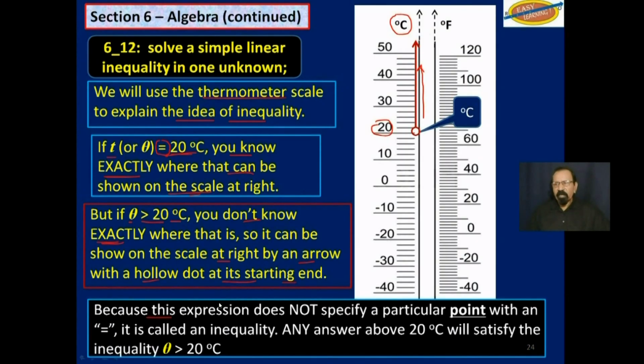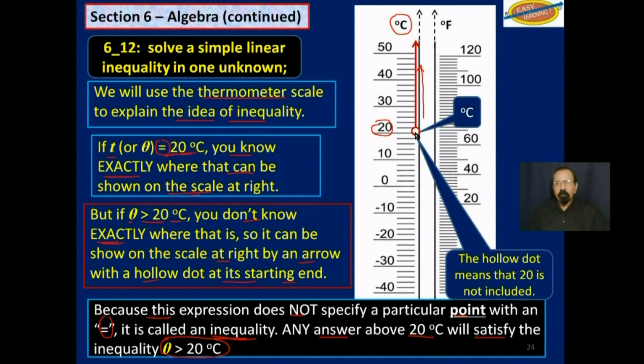Now, because this expression does not specify a particular point with an equal to, it is called an inequality. Any answer above 20 degrees Celsius will satisfy the inequality greater than 20 degrees. So this is what we mean by inequality. As I said, the hollow dot means that 20 is not included.